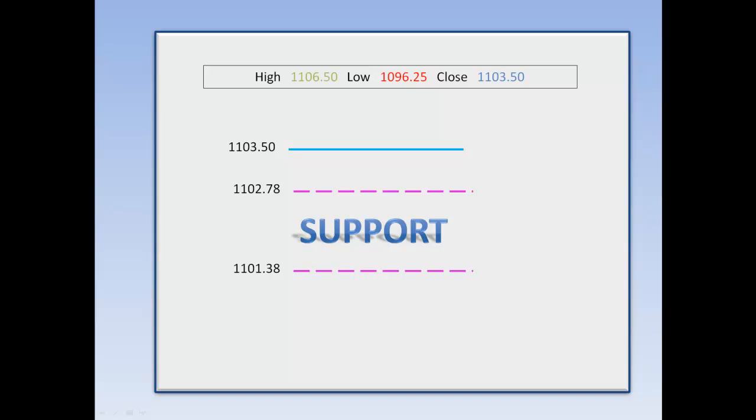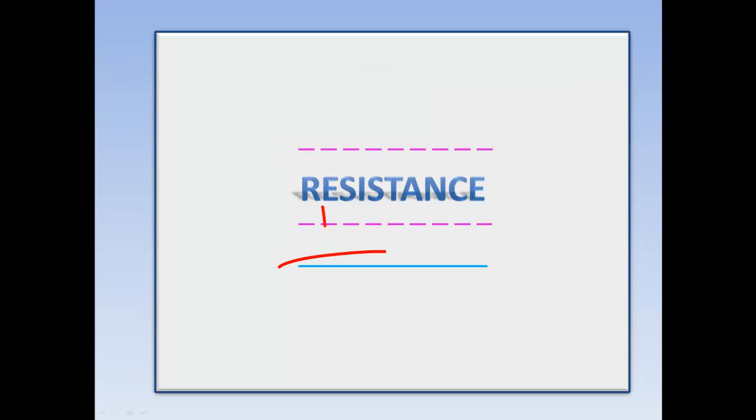Now, if the close had been below the pivot range, then you would expect resistance at the pivot range. Okay, and so if price moved up towards that pivot range, then you would expect it to find resistance there and get turned back down and go lower.